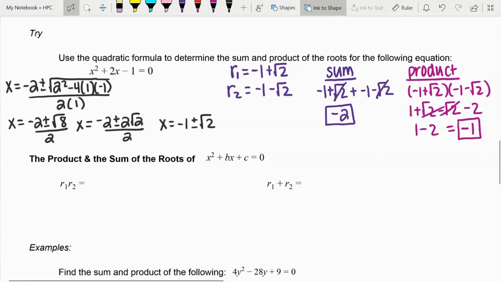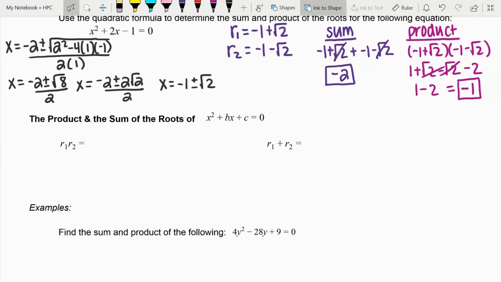So the product and sum of the roots. The product R1 times R2 is always going to be equal to C. Okay, and root 1 plus root 2 is always going to be equal to the opposite of B. But it is very important to note that A must be 1. If it's not 1, you're going to have to do some division to get it to equal 1.